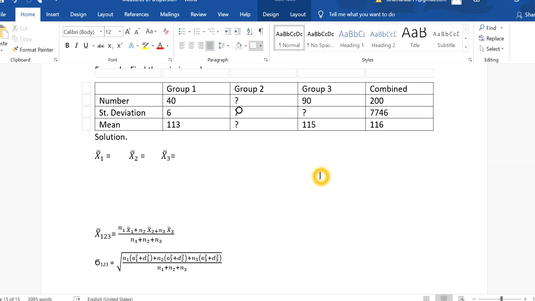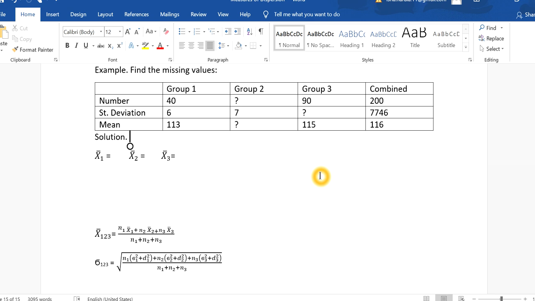In group 2 the number of observations is not given. In group 3 the number of observations is 90, right? And the combined value is 200. Similarly, in group 1 the standard deviation is 6, in group 2 the standard deviation is 7, and group 3's standard deviation is not given to us, whereas the combined standard deviation is 7746.